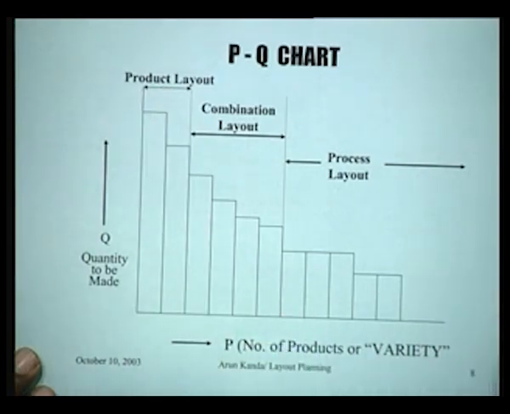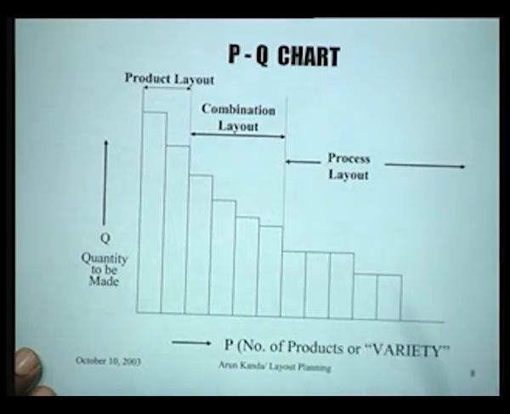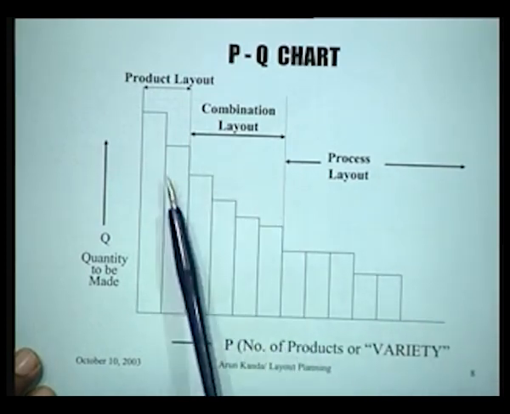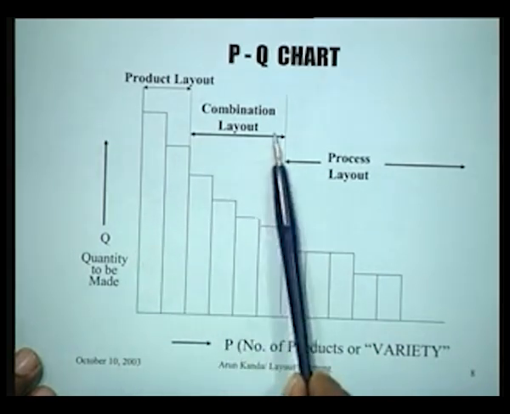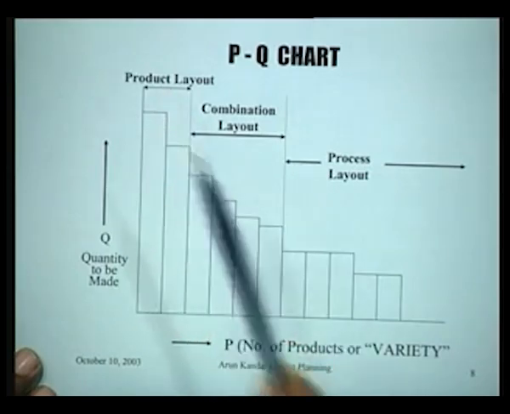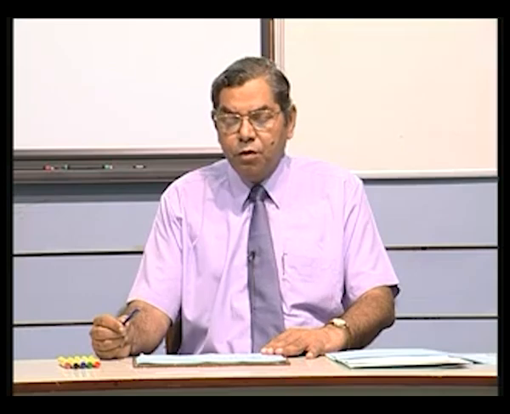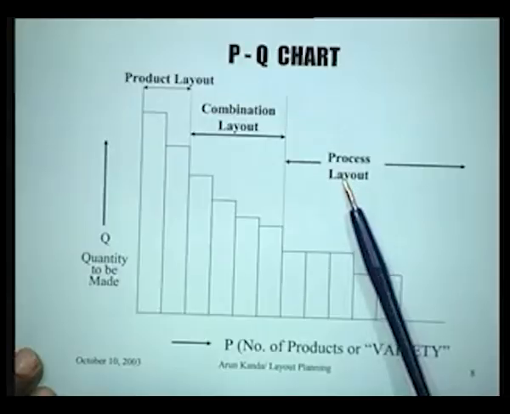And on this end here, where you have a large number of products but the quantities are relatively smaller, so it's a large amount of variety but low production quantities, this is the situation where a process layout is recommended. And in between these two categories, when you have intermediate variety and intermediate production quantity, generally you would use a combination layout, which is the product of these, this and this. The idea here is only to give you an overall intuitive feel of when a product layout and when a process layout should be selected.